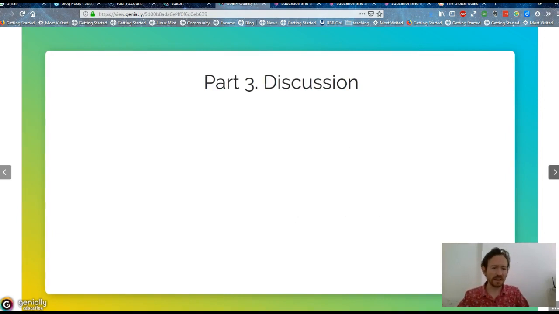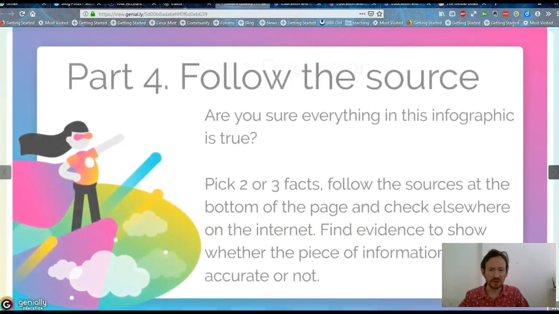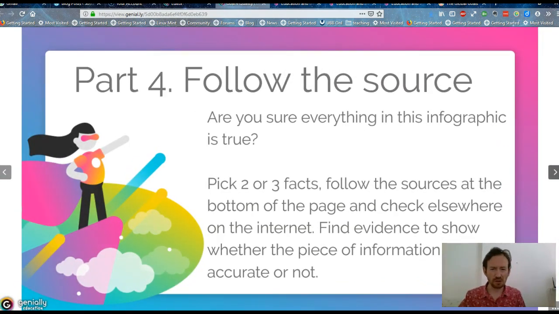So, this leads us to the most important stage. Follow the source. Are you sure everything in that infographic is true? Pick 2 or 3 facts. Follow the sources at the bottom of the page and check the sources. Find evidence to show whether the piece of information is accurate or not.